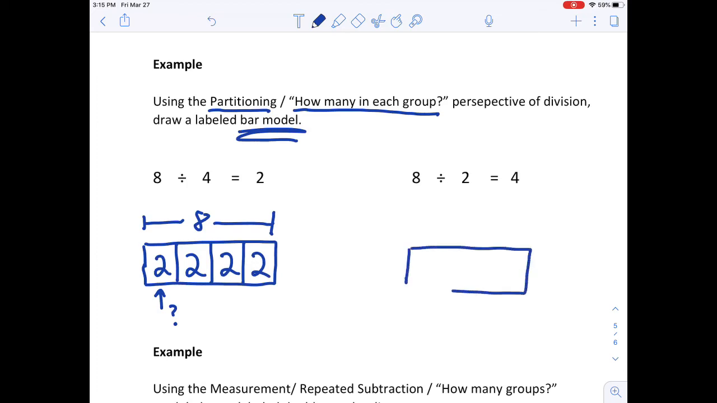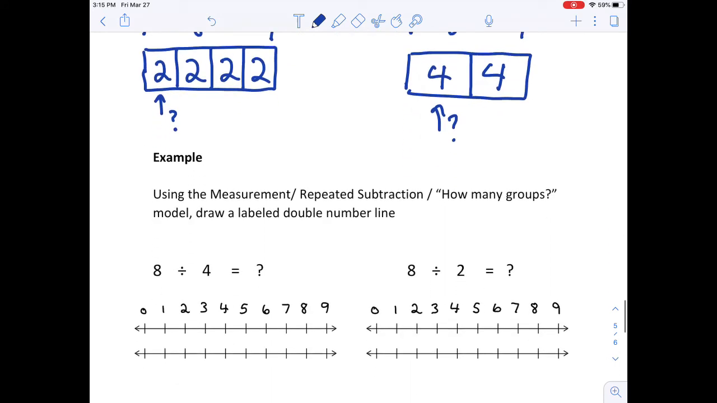On the right, I can still start with 8 units, but now I've divided it into 2 equal groups, and the question becomes how much in each group? Well, now I have 4 in each group. Let's do one more.